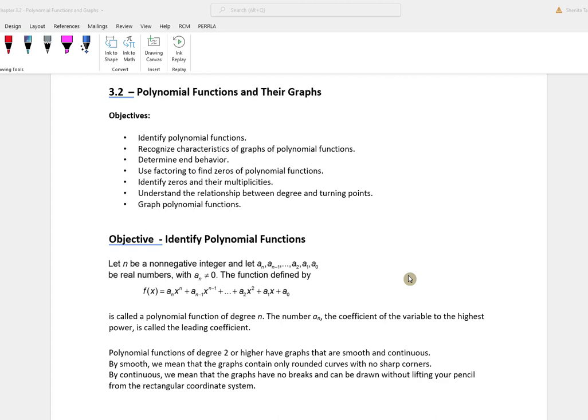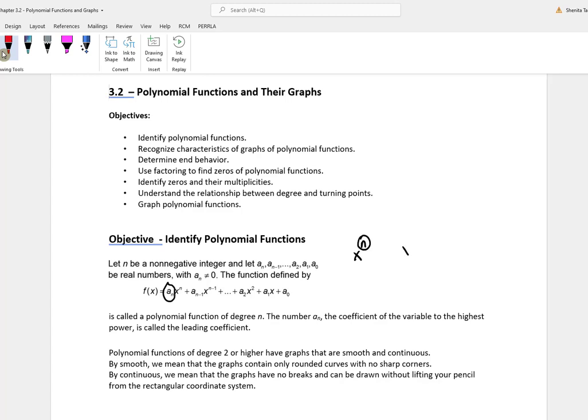Alright, so let's talk about how to identify polynomial functions. We're going to let n be a non-negative integer and let all these a's be real numbers. An cannot be equal to 0. So an is the leading coefficient here. Hold on, let me get my pen. Alright, so this number here cannot be 0. And then this number here cannot be negative.